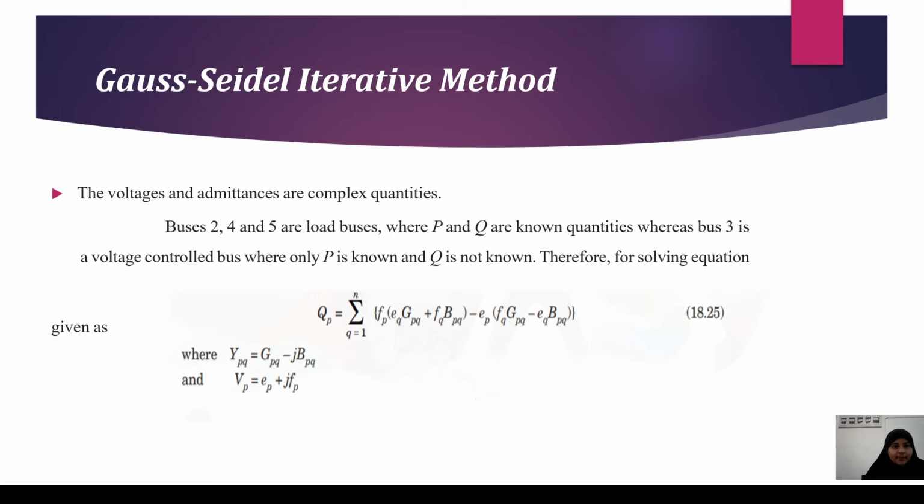The following points must be kept in mind: the voltages and admittances are complex quantities. Buses 2, 4, 5 are load buses, where P and Q are known quantities, whereas bus 3 is a voltage control bus where only P is known and Q is unknown. So these are the assumptions we are making. Solving this equation, summation q equal to 1 to N of Fp (Eq Gpq plus Fq Bpq) minus Ep (Fq Gpq minus Eq Bpq), where Ypq is Gpq minus jBpq, and Vp is Ep plus jFp.